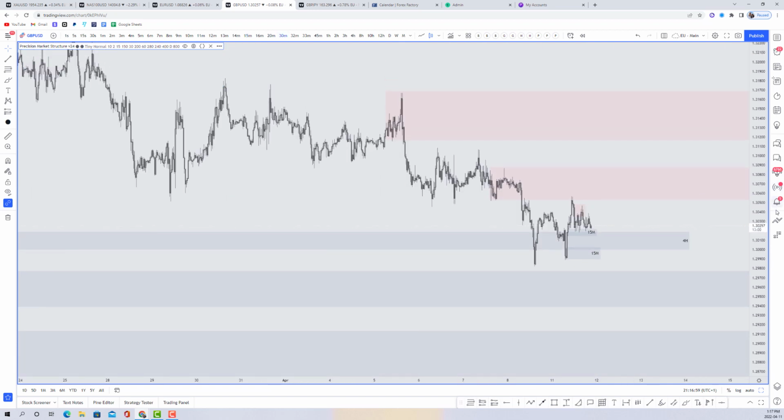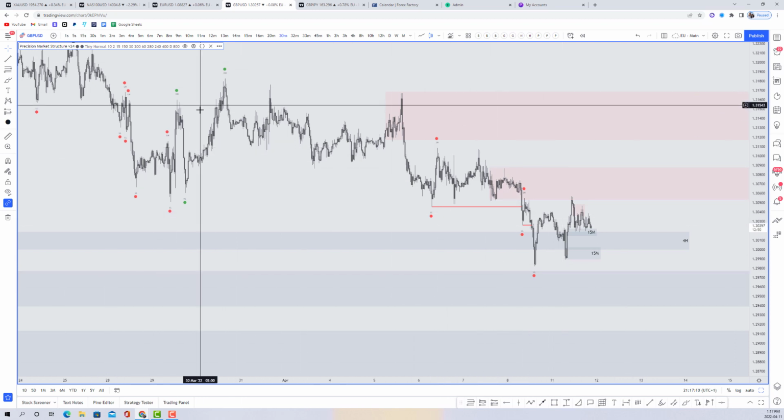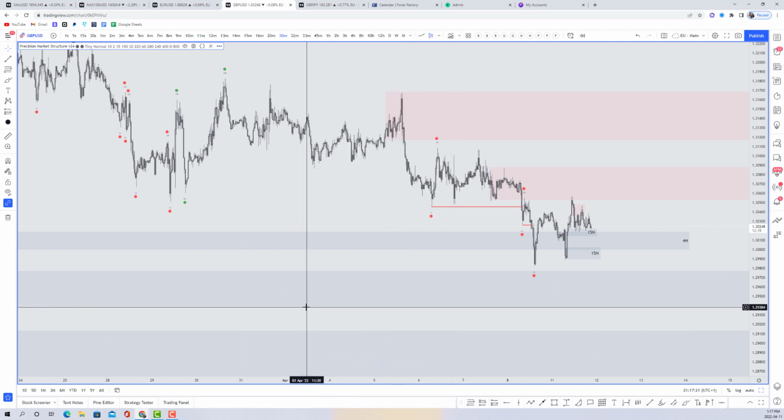Now if we just go to 30-minute, and this is more of an eyeball thing. Some people want more structure, some people want less. There is no right or wrong. I can tell you right now I could do with a little bit less structure on the 30-minute. I don't personally use the 30-minute for structure, more for POI selection, but I would up this just a little bit and see if it makes a difference.